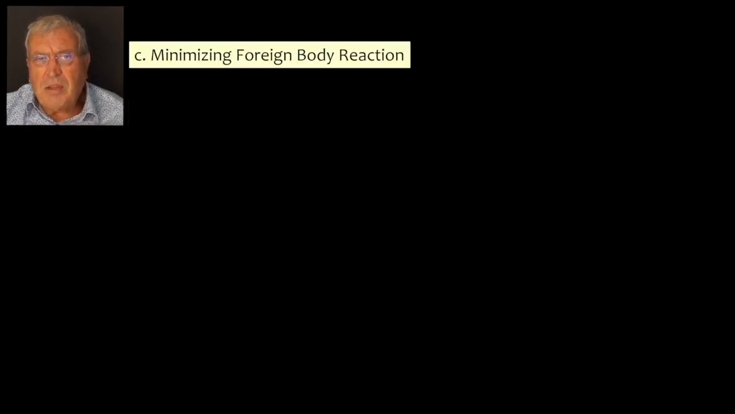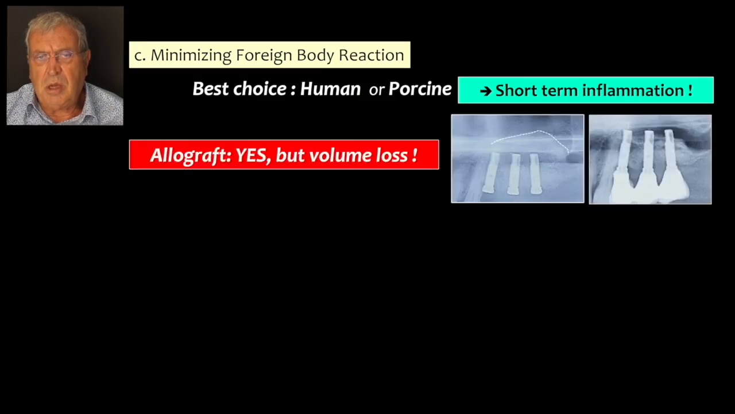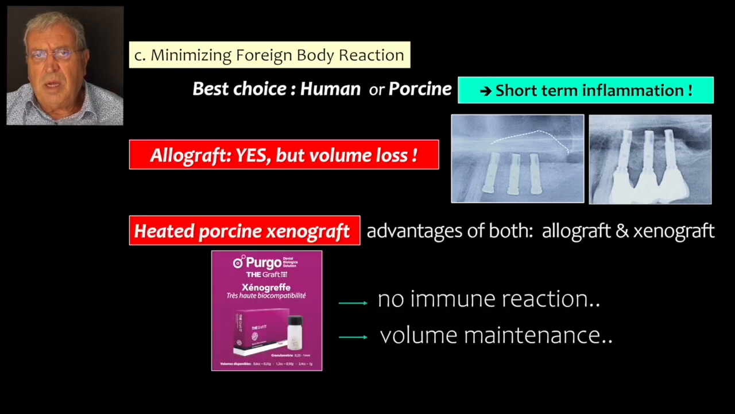We need to minimize the foreign body reaction. The best choice is human or porcine because we will have short-term inflammation. Allograft, yes, but we see that we lose the volume. This is the only issue in allograft. And this is why today this new porcine bone is getting more interest, because it behaves as allograft and xenograft. There is no immune reaction and we get the volume maintenance.